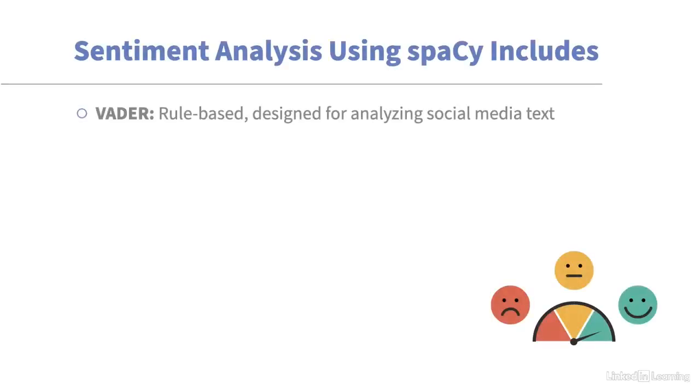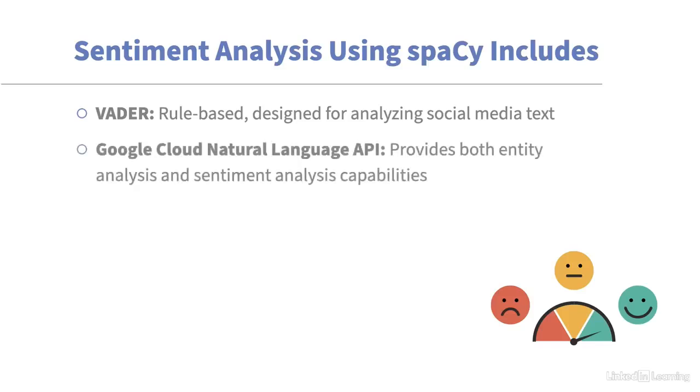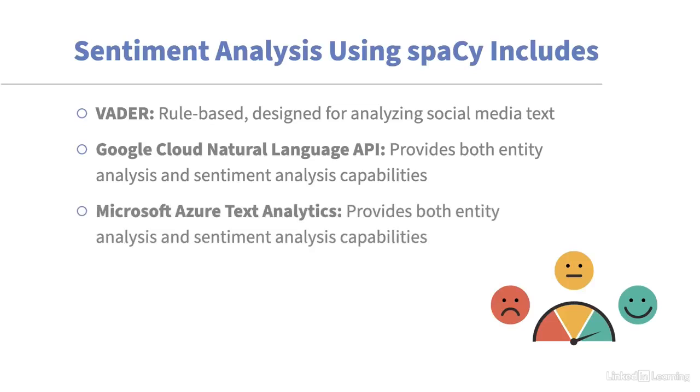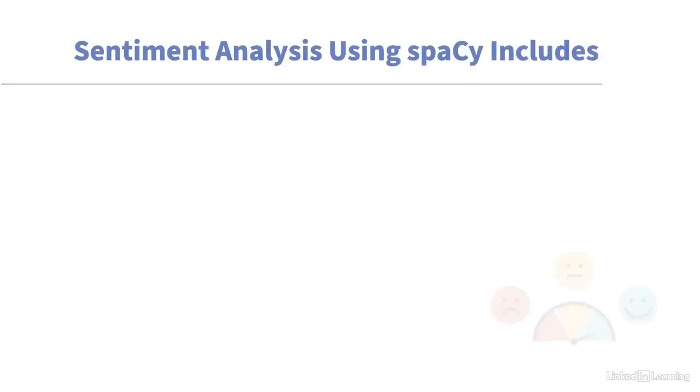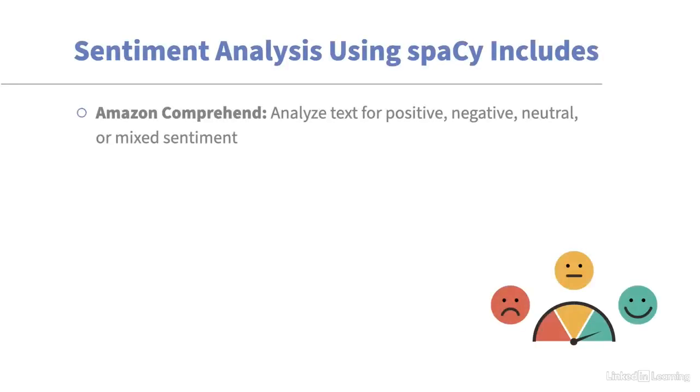These models include VADER, or Valence-Aware Dictionary and Sentiment Reasoner, which is a rule-based sentiment analysis tool designed for analyzing social media text. And then there's Google Cloud Natural Language API, which offers sentiment analysis as part of its suite of natural language processing tools. Microsoft Azure's Text Analytics can analyze text in multiple languages and provides a confidence score for the sentiment analysis.